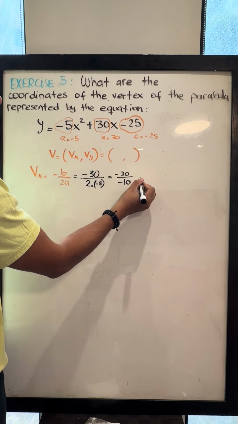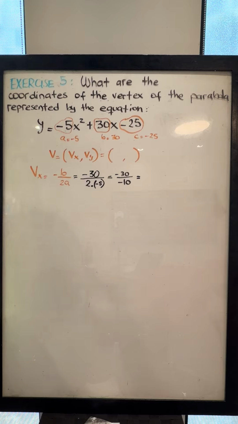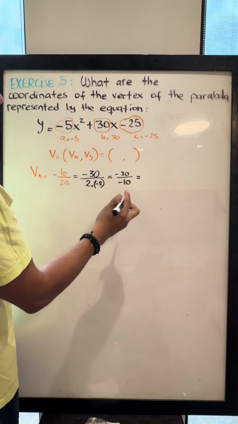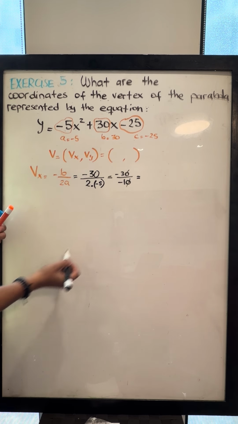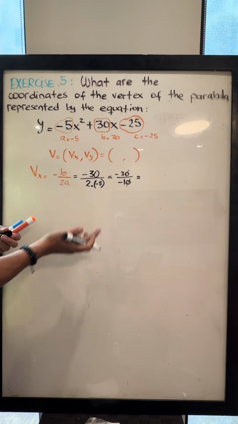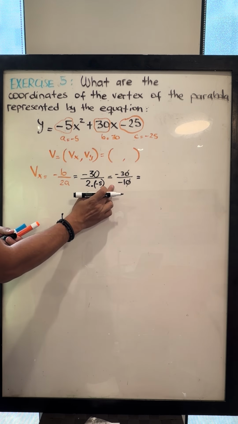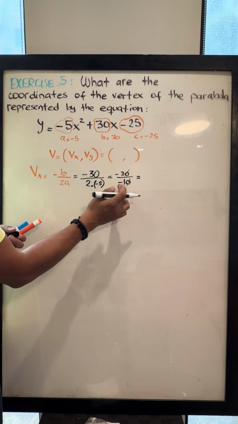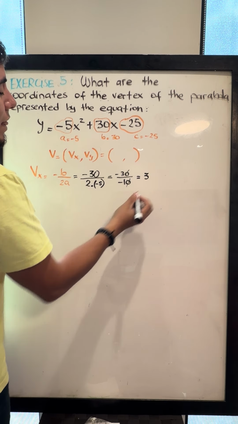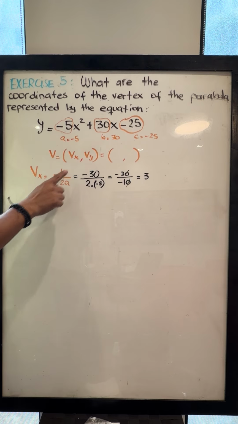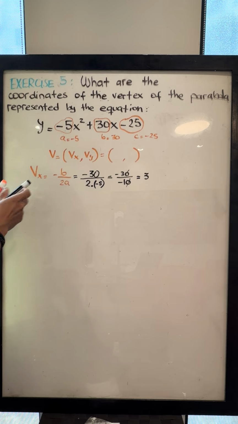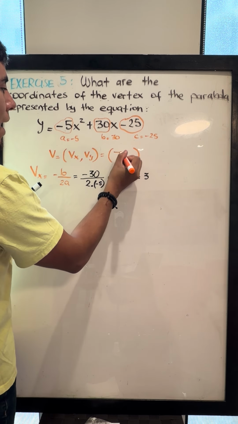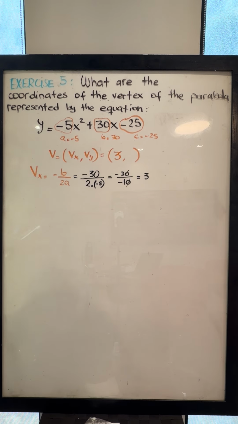And now we can solve this fraction, or this division. So we have negative 30 divided by negative 10. We can just cancel this 0 with that one. And then negative 3 divided by negative 1 is just positive 3, because negative times negative is positive and 3 divided by 1 is just 3. So that means bx, the left side of this coordinate, is equal to 3. So now we have 3, right?